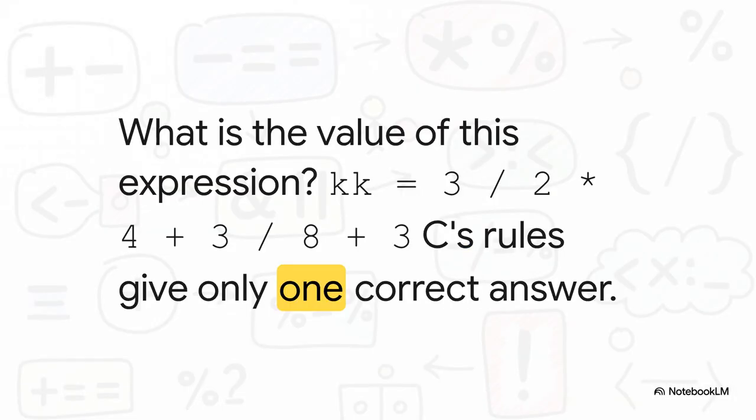Okay, let's look at a real example. K equals 3 divided by 2 times 4 plus 3 divided by 8 plus 3. Wow. Depending on the order you do this in, you could get a bunch of different answers, right? But C doesn't guess. Let's walk through exactly how it solves this puzzle step by step.